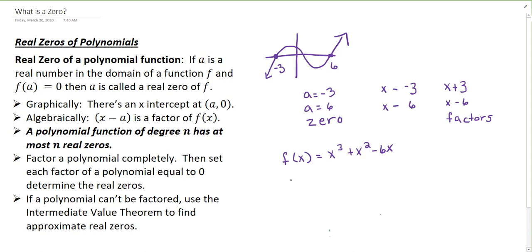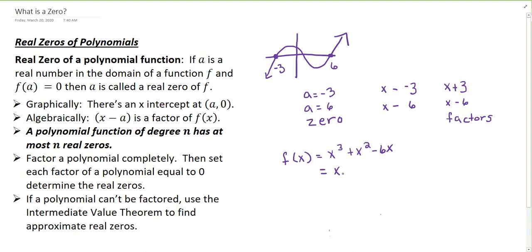And so what you would do is you would factor your polynomial down, and then you would set each of those factors equal to 0 to determine your zeros. So for example, if we take the polynomial that I have here on the screen, f of x equals x cubed plus x squared minus 6x, and we go ahead and factor it, the first thing I would notice, all the terms of this polynomial share a common factor of x, so I would factor that out first.